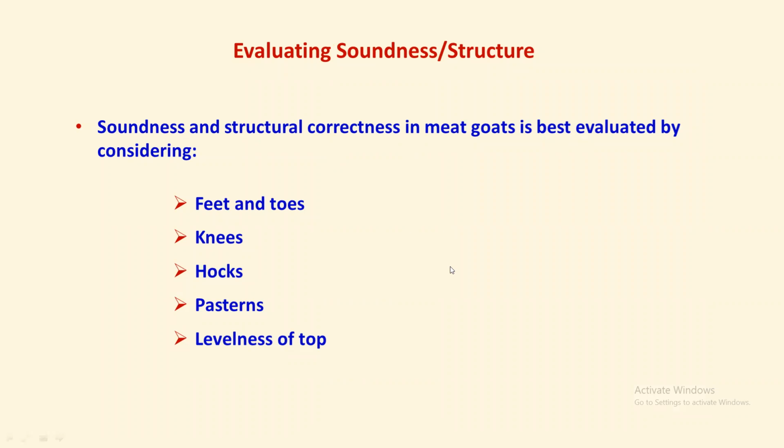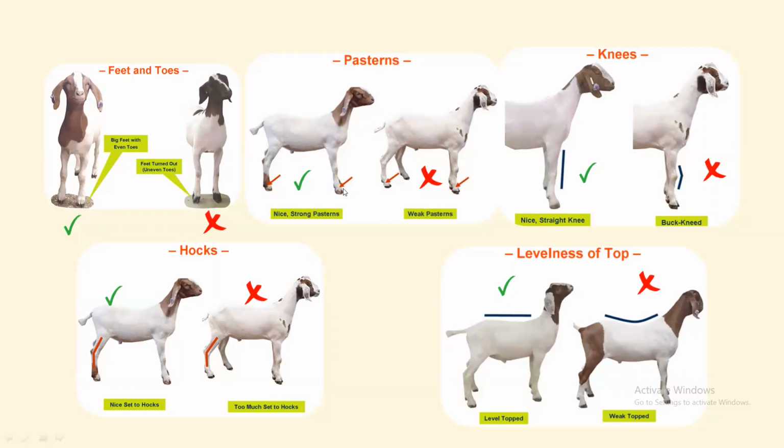Next, for evaluating the soundness and structure of the animal. When you select the animal for meat, you have to see the soundness and structural correctness. How is the body structure of the meat animal, how sound is the body? That depends on the feet and toes, knees, hocks, pastern, and levelness of the top. Always select the animal with even toes. Feet turned out or uneven toes should not be recommended.